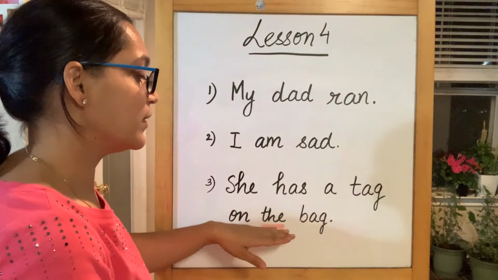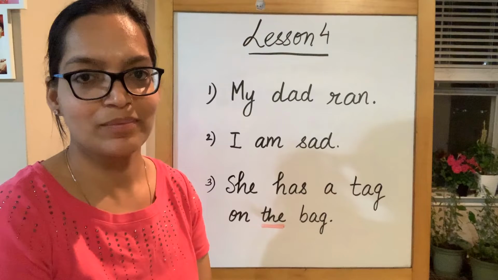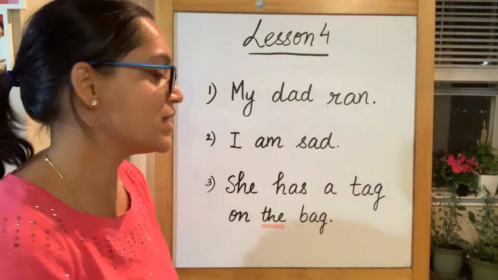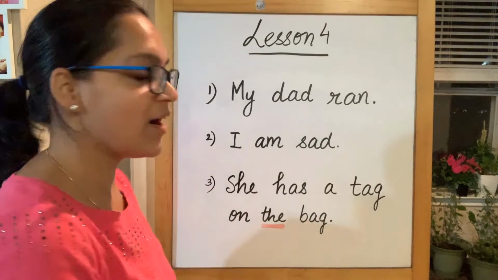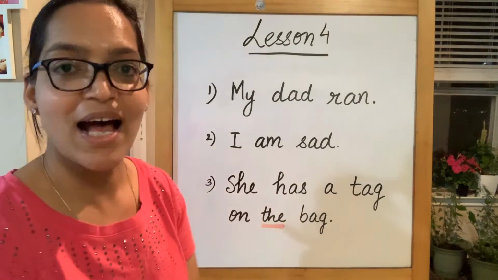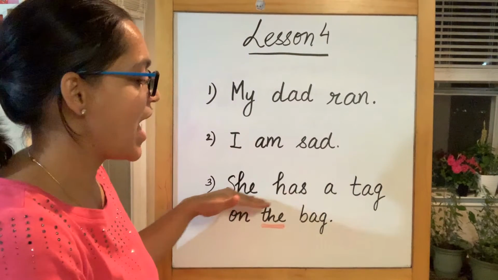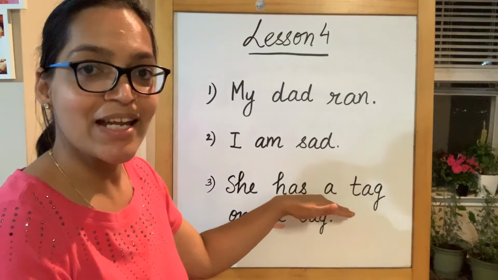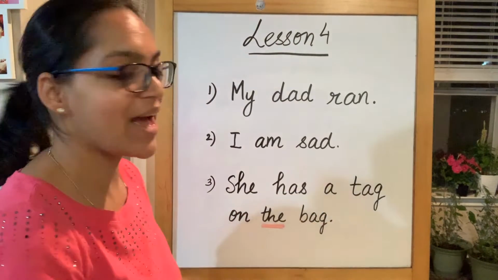on the bag. Now why is this in red? This is in red because this is part of our new sight word. This is little heart and we're going to cover it at the end of the lesson. So let's do this last sentence one more time. She has a tag on the bag.